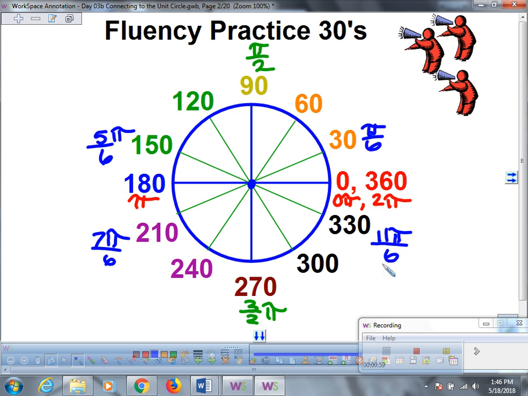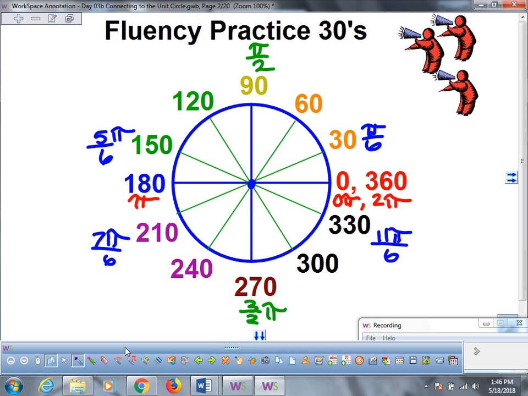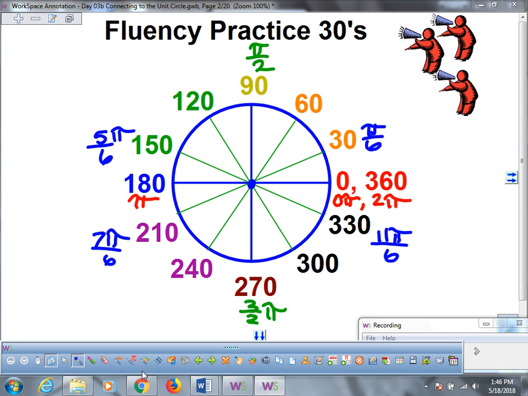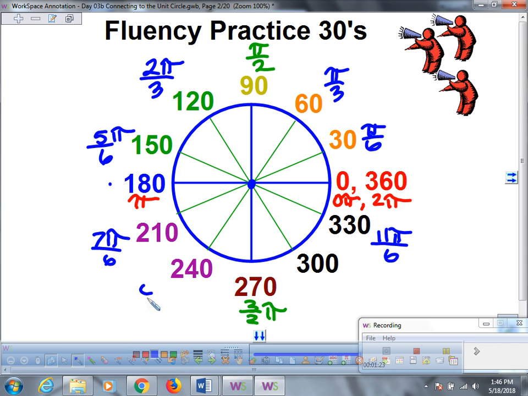I'm going to go ahead and get finished up with my other pies. I'm just going to keep it with this, my blue. So all that's left up here is pi over 3, 1 pi over 3, 2 pi over 3, 3 pi over 3, 4 pi over 3, and 5 pi over 3. Questions? Okay, let's do the 45.